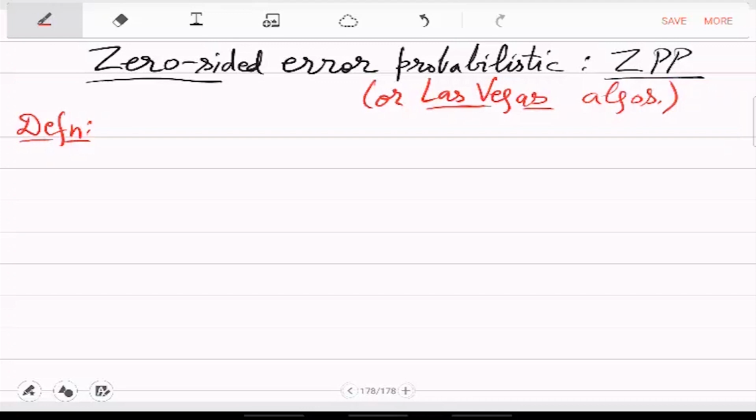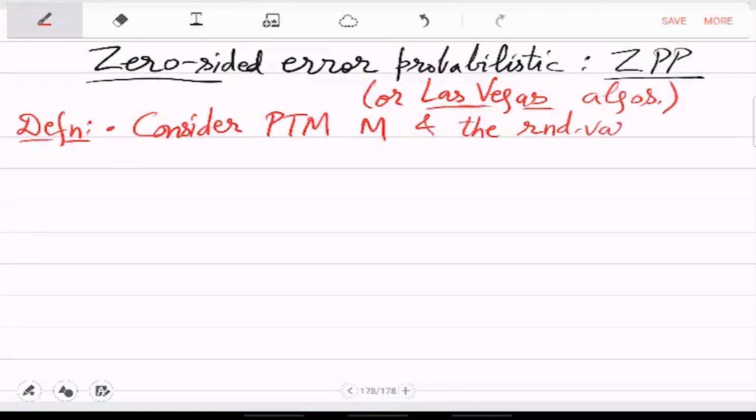So let's define this. So consider a probabilistic Turing machine M and the random variable time complexity of M as a function of the input, on any input x.